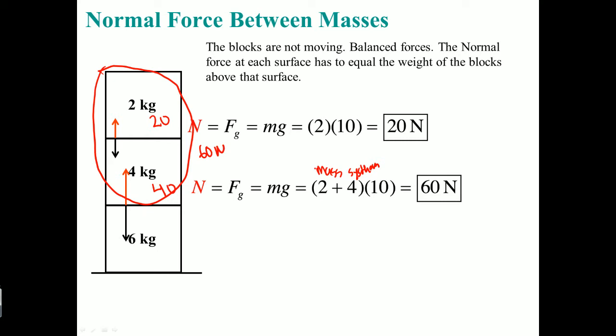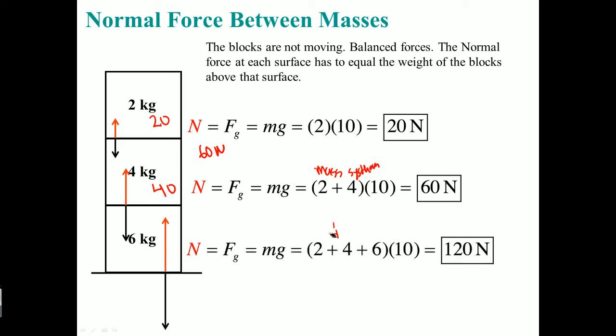A lot of students might put 40 newtons as the answer. It's not. That's only if you look at the 4 kilogram object by itself. No, the 2 kilogram object is up there. So here, this is looking at 2 plus 4. Then the next one is when you add all of them together. So it's the 6th one.